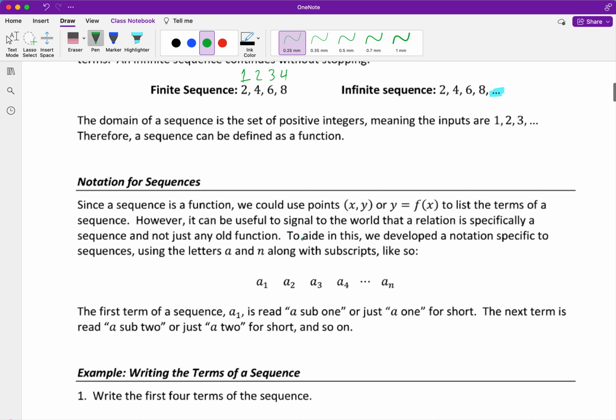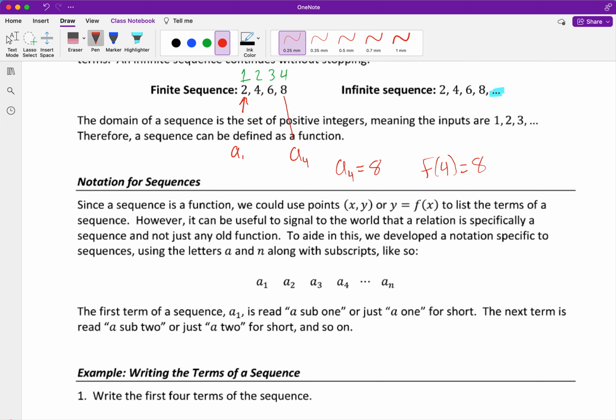So if I jump back up here, this number 2 right here, that is a1. Okay, so the little 1 is telling us that it's the first term. So the 8, that's going to be the fourth term, so it's a4. So literally we can say a4 equals 8. And in function notation, that would have been us saying f of 4 equals 8.